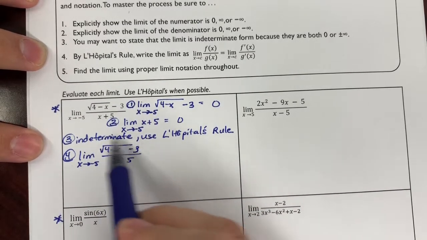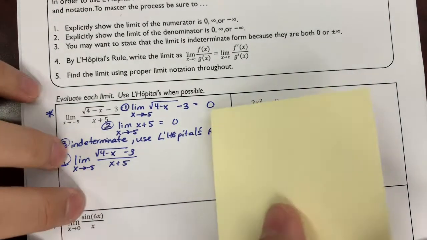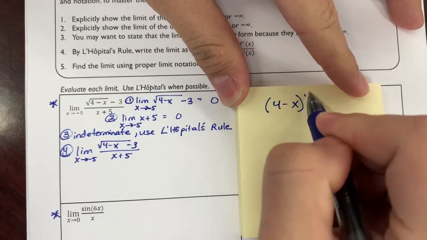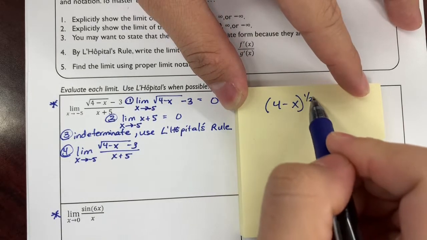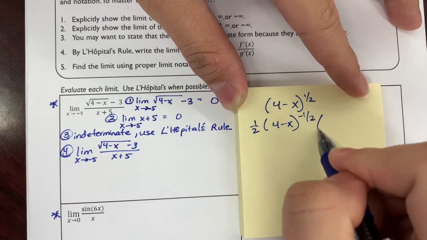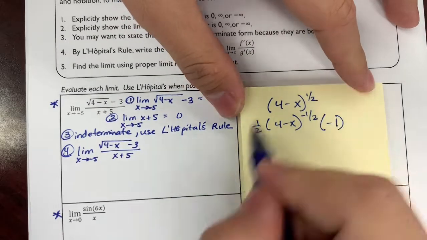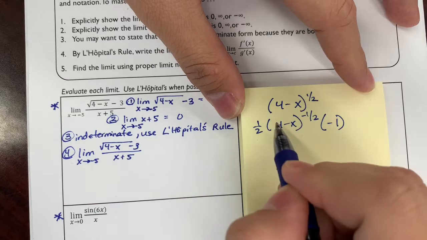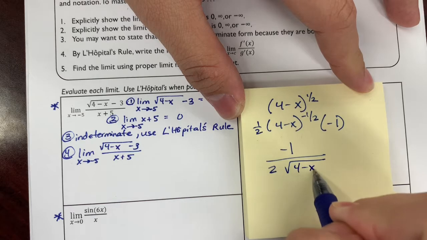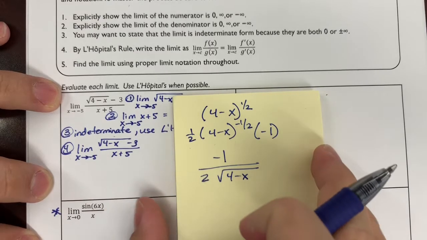So all right, if I took the derivative of the top, let me just do it on a sticky so you can kind of see how I got to the next step. That's the same thing as saying 4 minus x to the 1/2. If I were to do chain rule with this, I can bring the 1/2 to the front, keep the inside, subtract 1 from the exponent, then multiply by -1, right? When I do this whole derivative, the -1 I'll leave on the top, the 2 stays on the bottom, and this goes down to the bottom with it. So I know that the derivative of this is equal to -1 over 2 square root of 4 minus x.